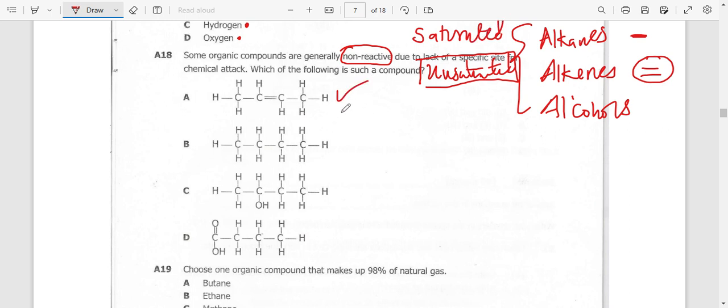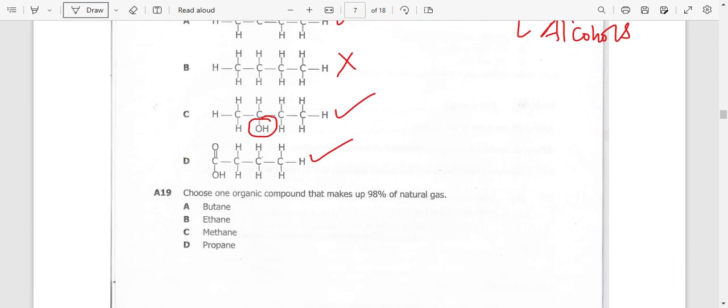So this one is reactive because it's an alkene. This one is reactive because it's an alcohol. It has got OH. This one is an alkene, which is also an alcohol. So it is reactive. But this one is not reactive because it's an alkane. Is that okay? Yes. Okay.